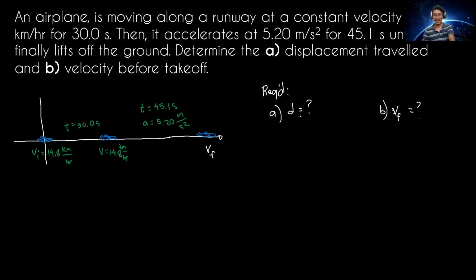For letter A, ang hinahanap natin is total displacement. Ibig sabihin, from this point to this point, meron tayong displacement. And then from this point until this point, another displacement. So i-add mo lang yung dalawa later. And then we're going to solve also for the final velocity. So let's start first with letter A.